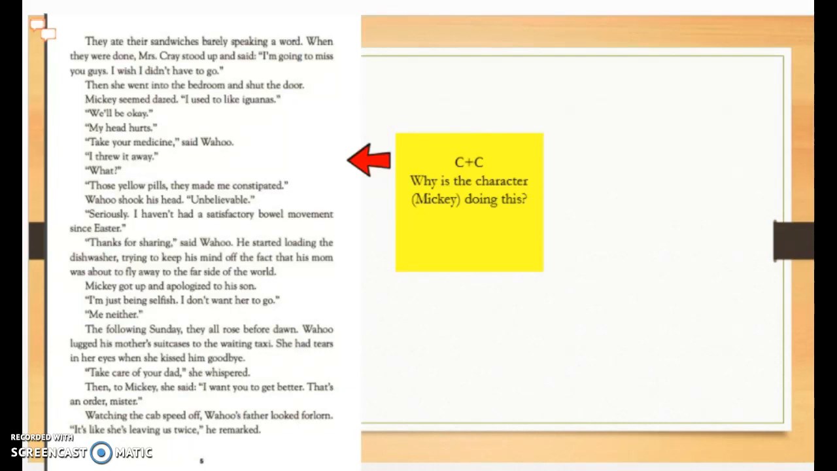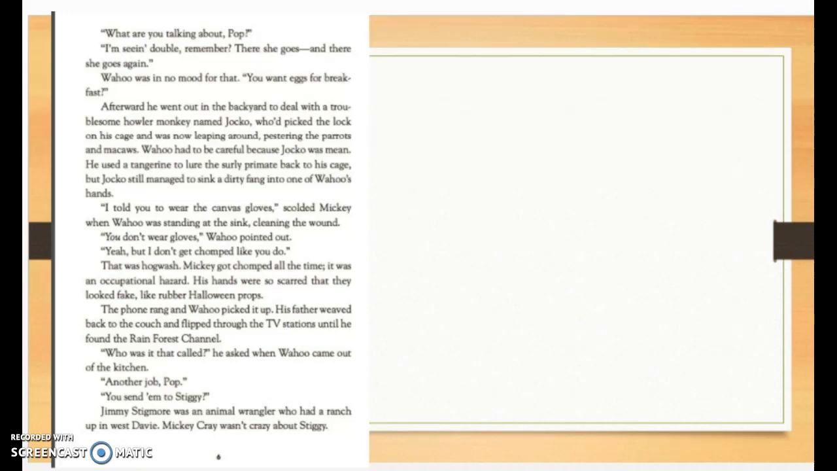The following Sunday, they all rose before dawn. Wahoo lugged his mother's suitcases to the waiting taxi. She had tears in her eyes when she kissed him goodbye. "Take care of your dad," she whispered. Then to Mickey she said, "I want you to get better. That's an order, mister." Watching the cab speed off, Wahoo's father looked forlorn. "It's like she's leaving us twice," he remarked. "What are you talking about, Pop?" "I'm seeing double, remember? There she goes, and there she goes again."